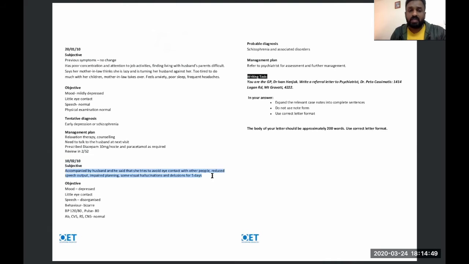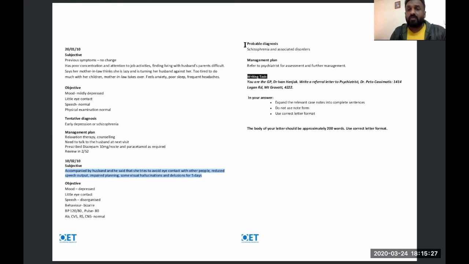She was accompanied by her husband and said that she tries to avoid eye contact with other people. She has a reported reduced speech output, impaired planning, and also some visual hallucination and delusions for the past 5 days. So you get very clear, okay, this is a psychiatric case wherein the patient has got hallucination, delusion, speech output, and impaired planning. You get a clear idea what the situation is. Then you read objective: mood is depressed, little eye contact, speech disorganized, behavior bizarre, BP is normal, pulse is normal, ABD, CNS, CVS, everything is normal.